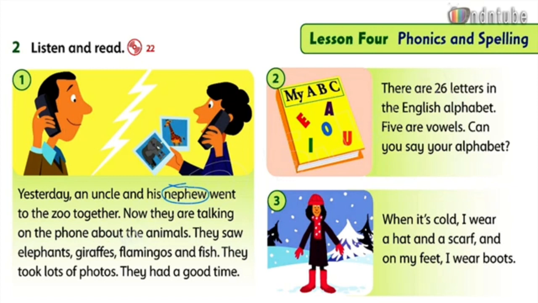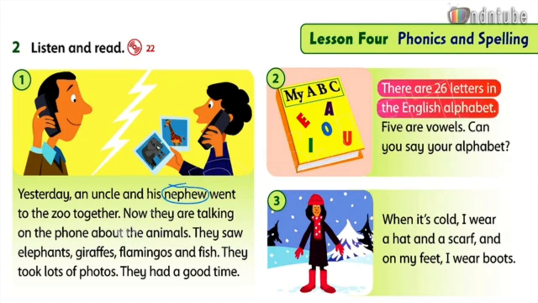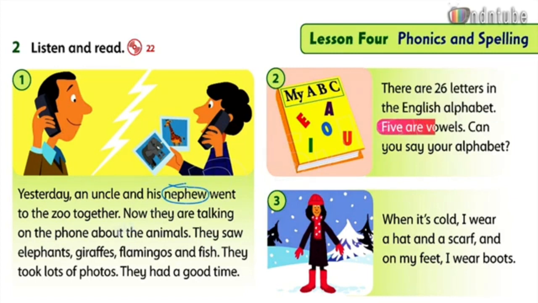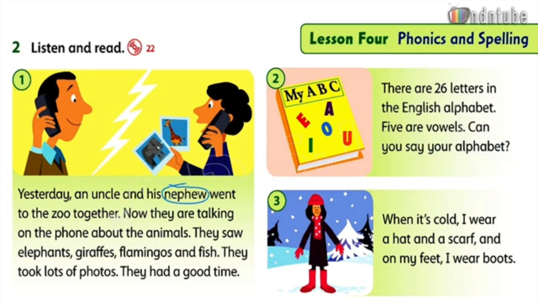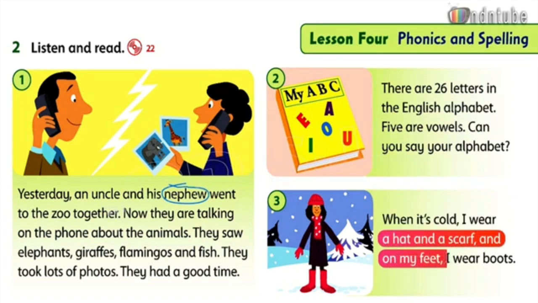Number 2. There are 26 letters in the English alphabet. 5 are vowels. Can you say your alphabet? Number 3. When it's cold, I wear a hat and a scarf, and on my feet, I wear boots.